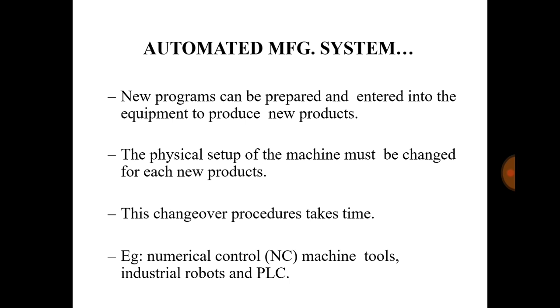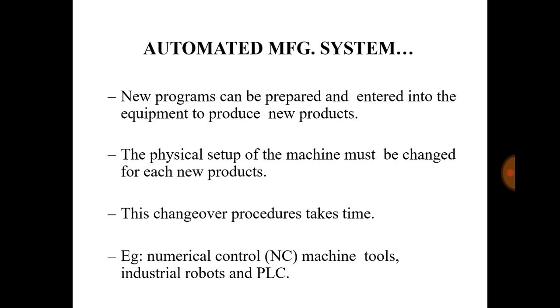Suppose I am manufacturing two different products on a CNC machine. For the first product, I have to clamp it using a 3-jaw chuck, and for the next product I have to clamp it with the help of a 4-jaw chuck. That means I have to change the physical setup of my machine, and by changing the physical setup I can introduce another product into my system. This changeover procedure takes time. Changing the chuck from 3-jaw to 4-jaw takes time.